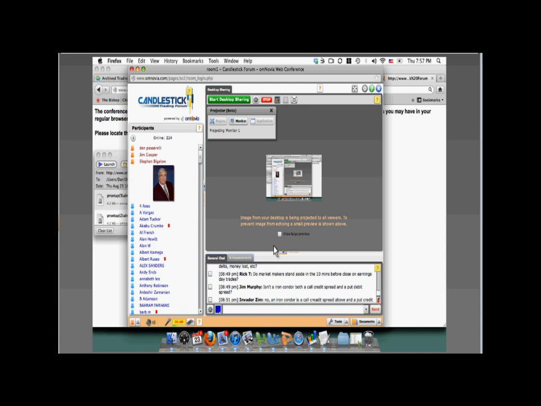So, the market makers don't totally stand aside, but they want to make sure they're not getting run over. Jim says, isn't an iron condor both a call credit spread and a put credit spread? It's both of these spreads we talked about today. Call credit spread and put credit spread at the same time. Yep, there you go, Invader Sim.